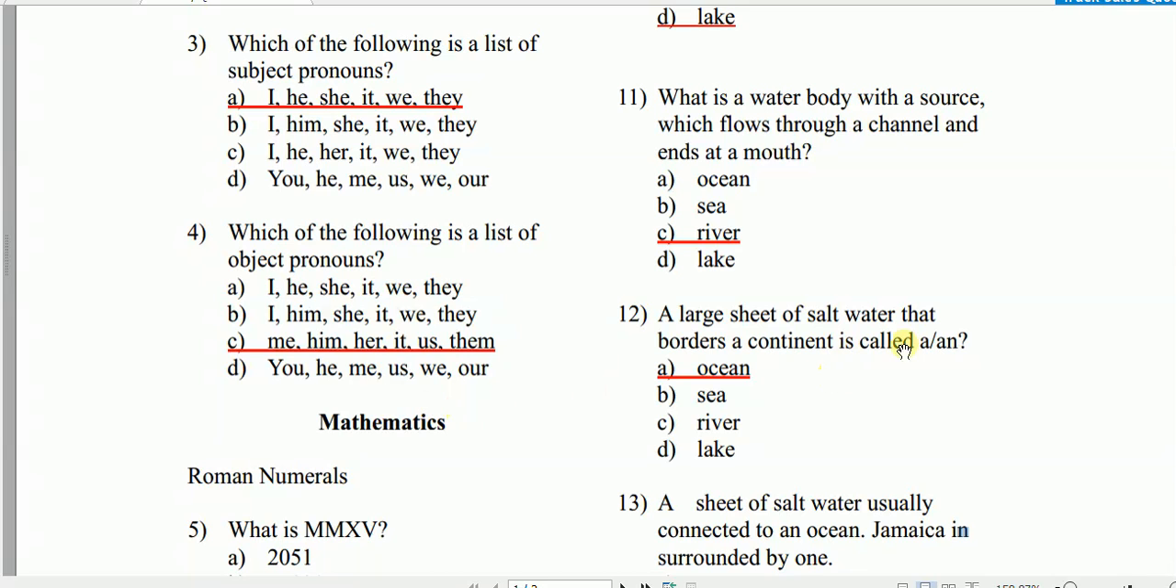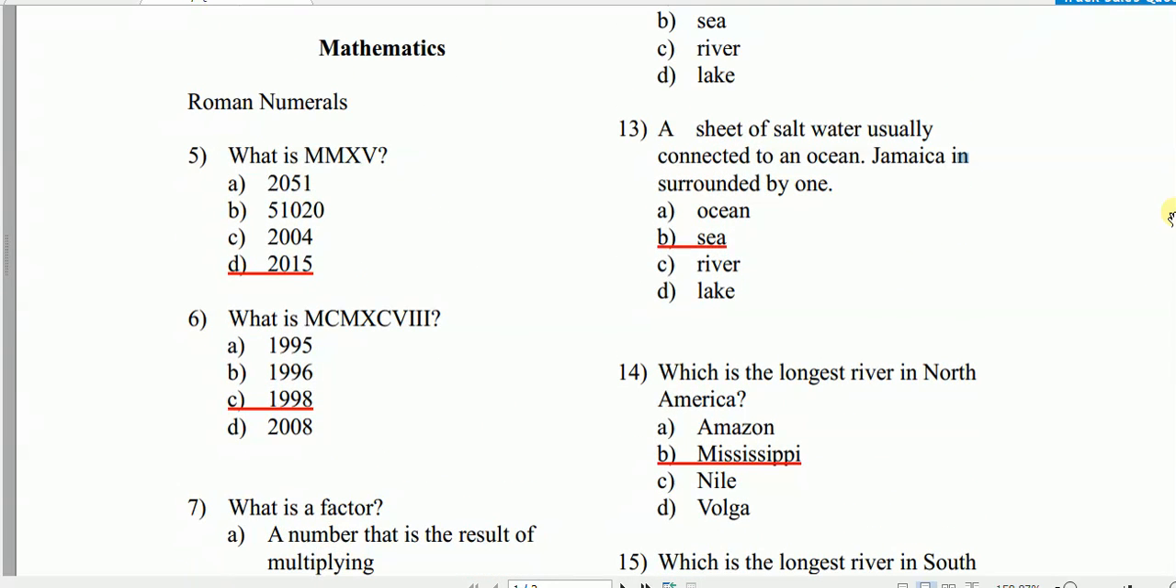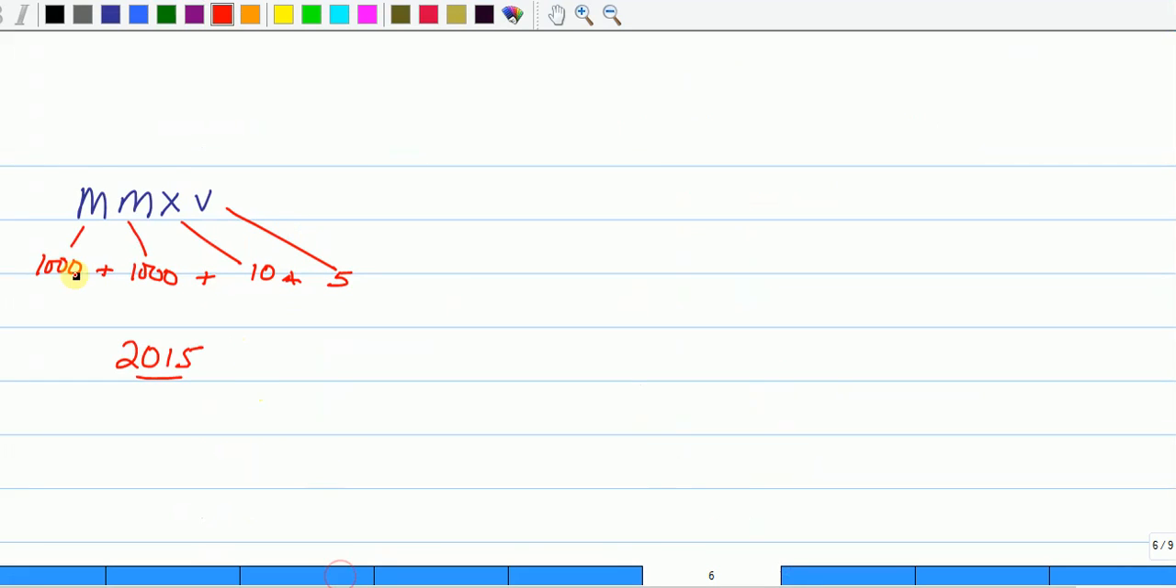We move now to mathematics. We're being asked now to look at Roman numerals for this section. And number 5 says, what is MMXV? Let's go over and see what that is. So M represents 1,000, and we have two of them, so we would have 2,000. X represents 10, and V represents 5. So we have 1,000 and another one, that's the 2,000 we spoke of earlier. We have 10 and 5, 15. That would be 2,015.